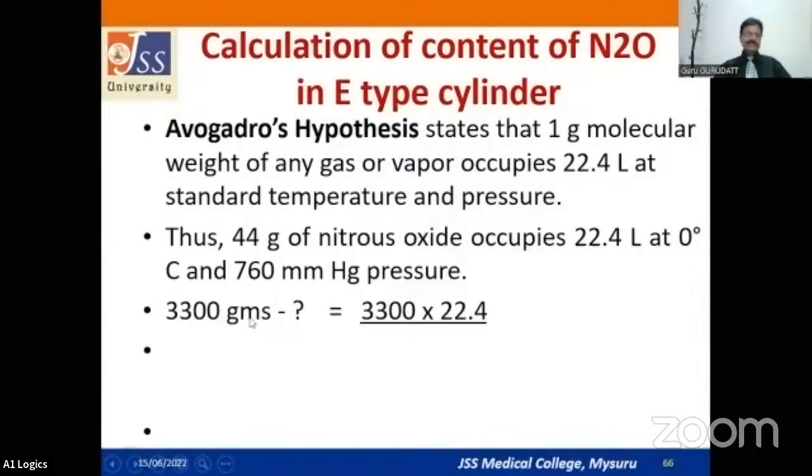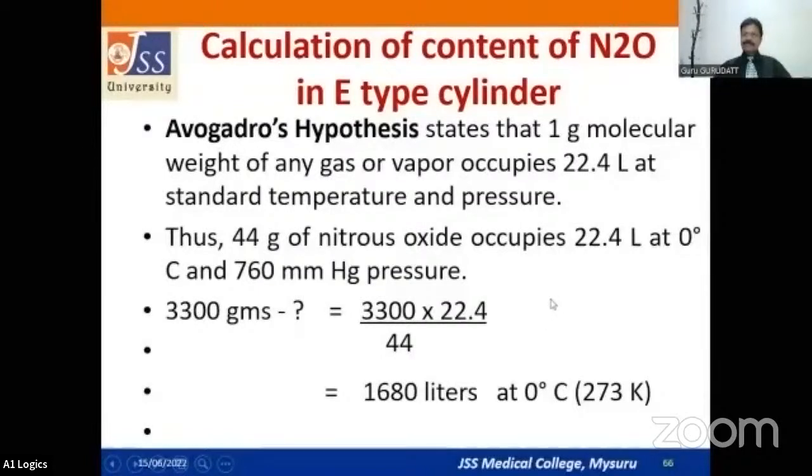So how much vapor will this 3,300 grams give us when we start using the nitrous oxide cylinder? 3,300 multiplied by 22.4 divided by 44. So you get 1,680 liters at 0 degrees centigrade or 273 kelvins.